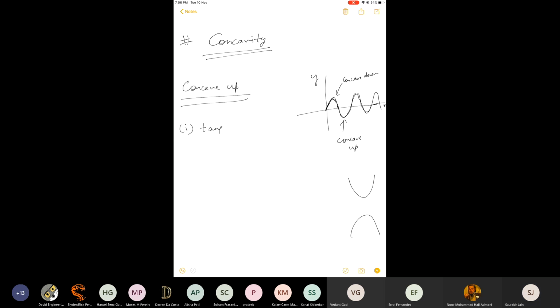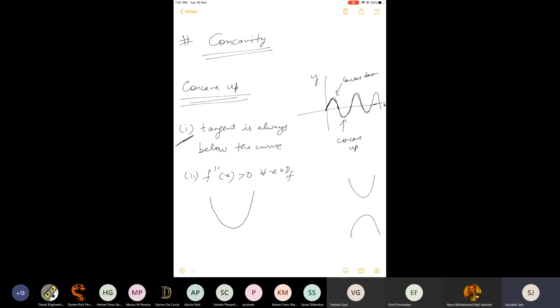This can be understood in two terms. First, the tangent is always below the curve. And second, there are two ways to determine: either you go for this tangent thing, or it is better if you use f double dash x. What is the meaning of this? This means that if for the domain of f, or in some interval, f double dash x is positive, then the shape will be concave up. That means the shape will be something like this.